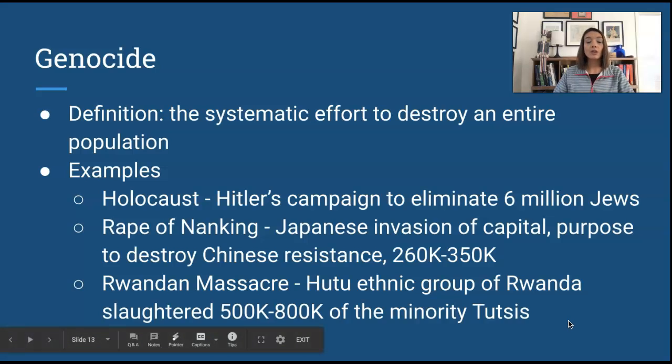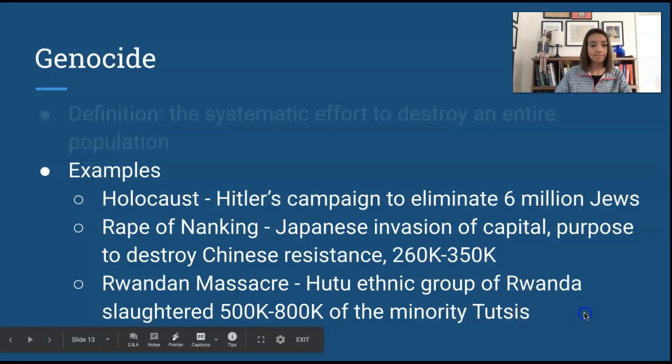And so Rwanda is a country in Africa. The majority group in Rwanda was the Hutus, and they slaughtered 500,000 to 800,000 of the minority Tutsis. Why, you might ask? Because of prejudice and racism.